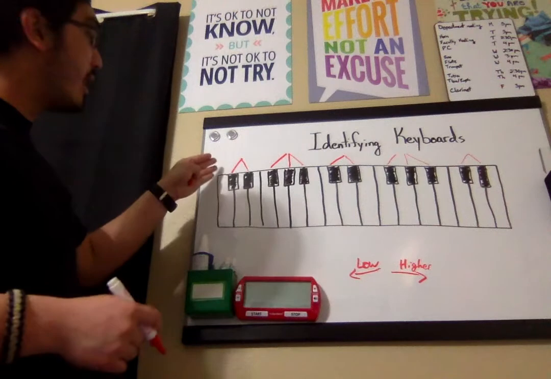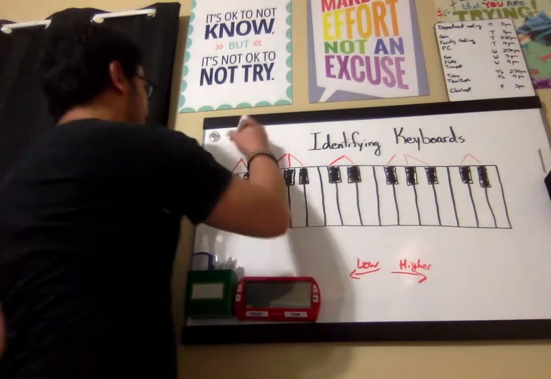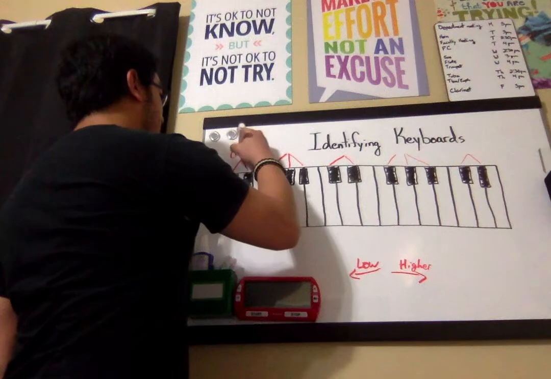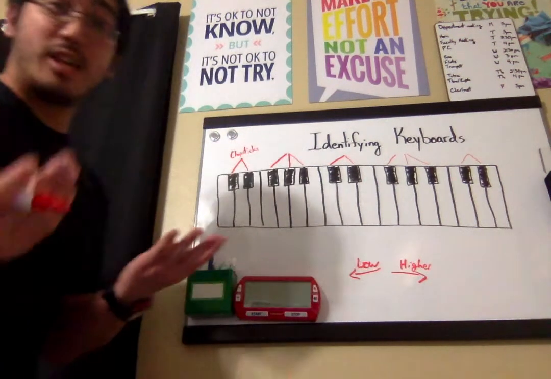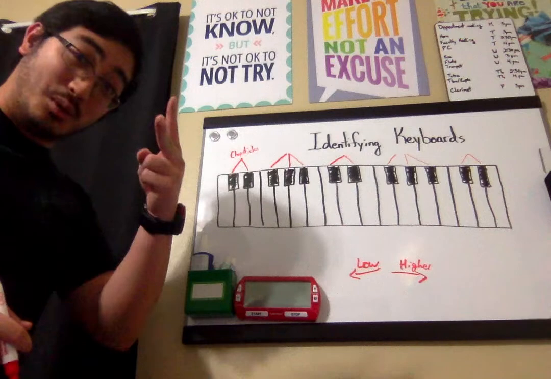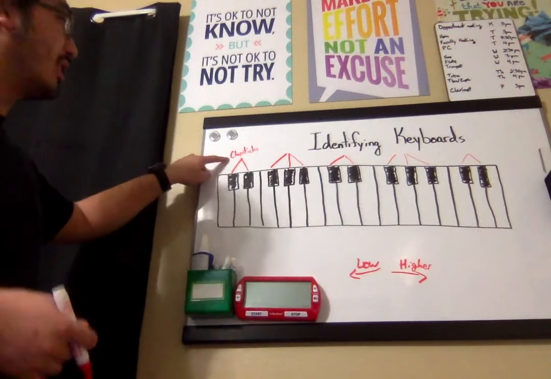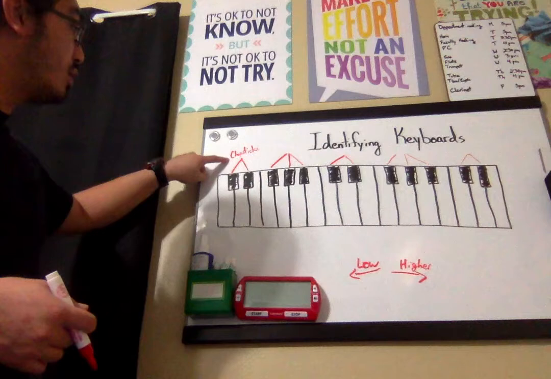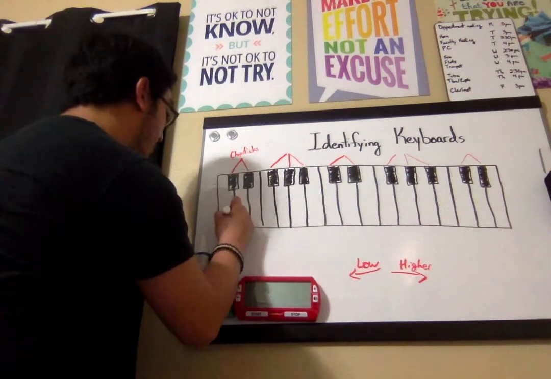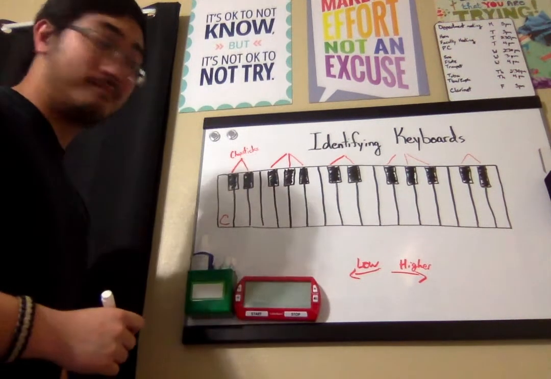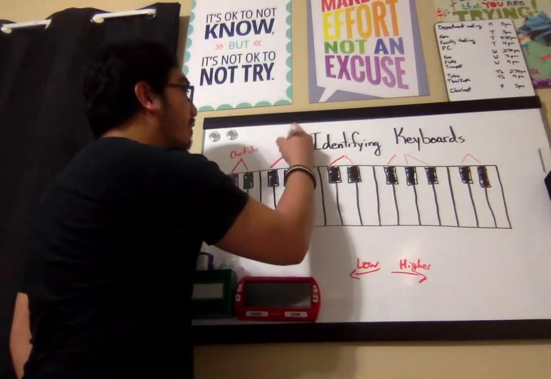So for these, I like to think of 2 as chopsticks, because, as we know, chopsticks have 2 little sticks that you use to eat with. They also start with the letter C. If you go to the left of that black key, you have C.